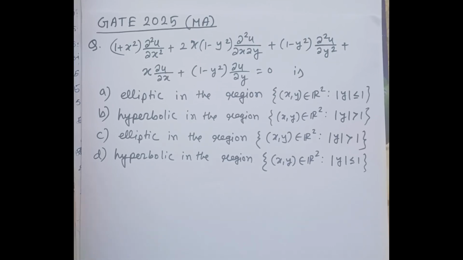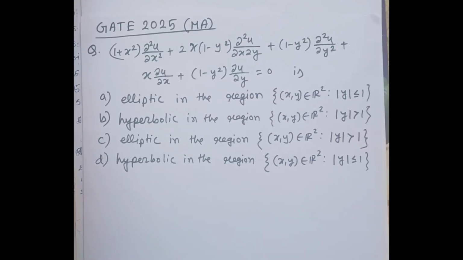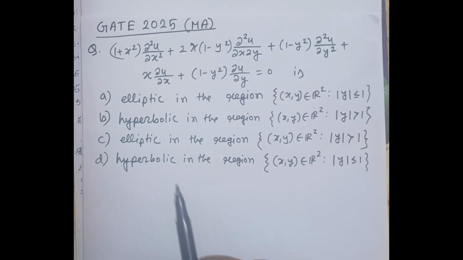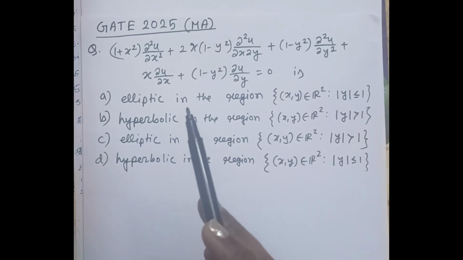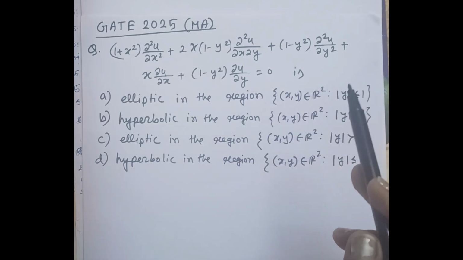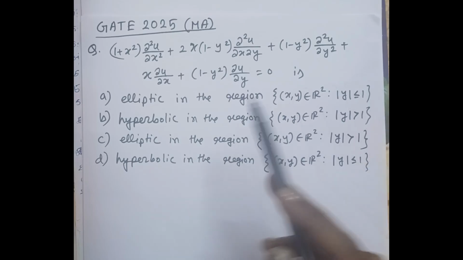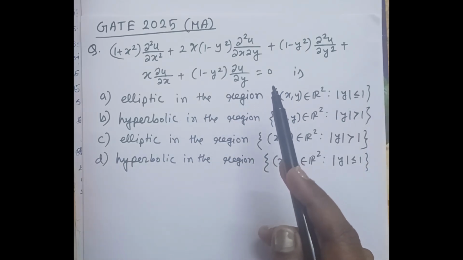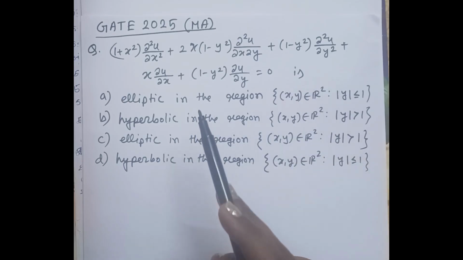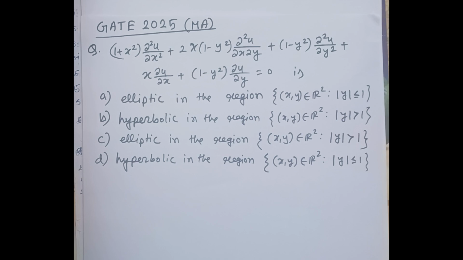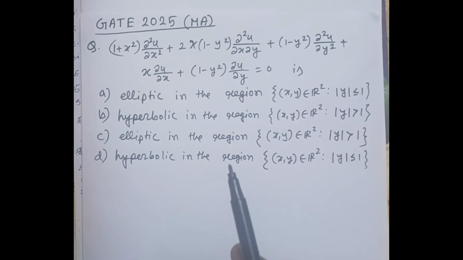Hello, today we will solve a question of PDE of GATE 2025. This is a question of second order PDE where we are given one second order PDE equation of two variables and some regions, and the question asks whether it is elliptic or hyperbolic. So you know that this is a simple question of classification. Here we are given two regions where mod y less than or equal to 1 and mod y greater than 1. So we have to solve this question.